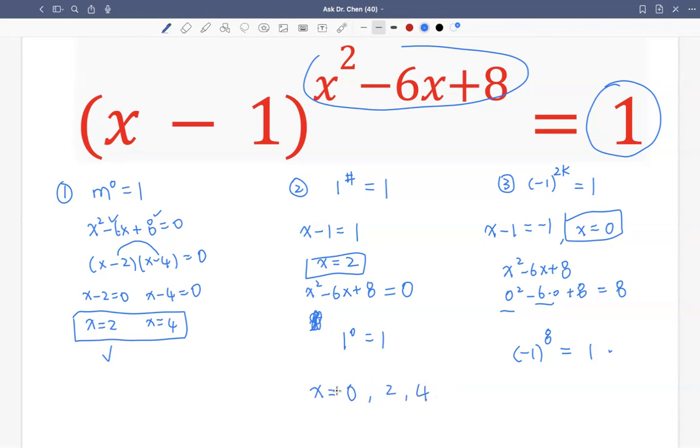All right, so we can check. We can plug in 0. We see 0 minus 1 is -1, and -1 raised by 8 equals 1. 2 minus 1 is 1, and 1 raised by anything will be 1. Then the first case, the exponent is 0. When x equals to 2, x minus 1 equals to 1. When x equals to 4, x minus 1 equals to 3. So 3 raised by 0 will be 1, 1 raised by 0 will be 1. Yes, so we have 3 solutions for this.